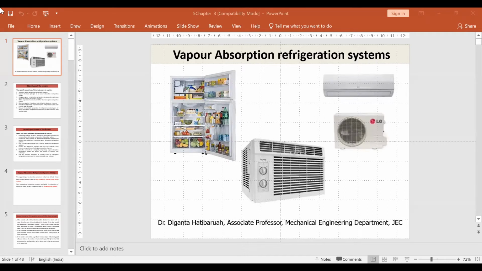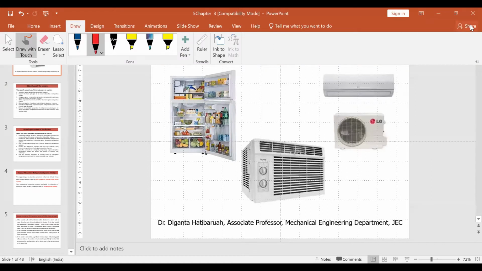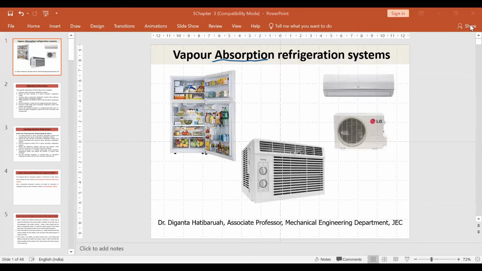Now, in this chapter, we'll study vapor absorption refrigeration system. Vapor absorption, so you see the word compression is missing here. Compressor is missing. That means in this system, there is no compressor. So we replace the compressor by some other device. So this is the basic difference of vapor absorption refrigeration system.